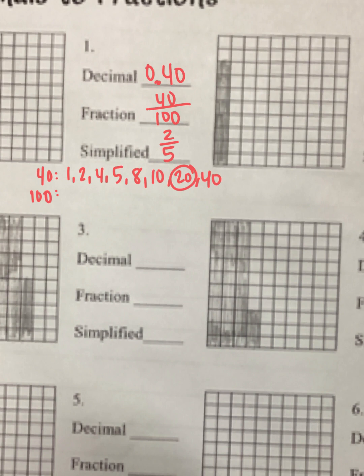Number 3, my decimal is 75 hundredths. We know that would be 75 over 100, and we all should know that it simplifies to 3/4. That one was easy peasy.